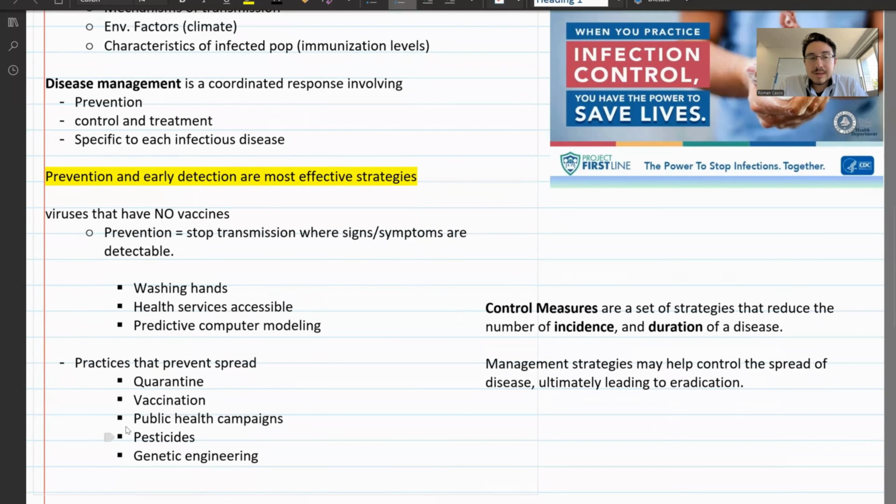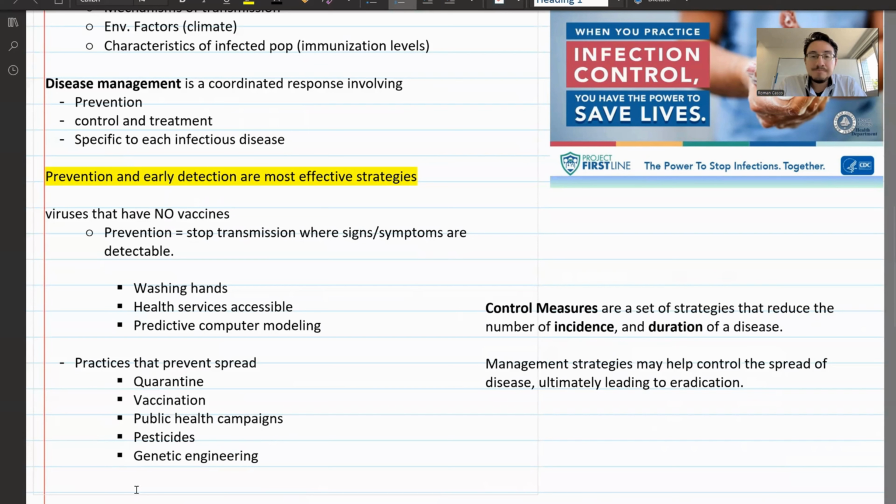Okay. Some things we're going to take a look at in this chapter are practices that prevent spread, more specifically, right? Quarantine, vaccination, public health campaigns, awareness, right? Pesticides, genetic engineering, right? And ultimately, you want to prevent the spread, right? Related to that are control measures, right? What do the government policies implement to help reduce the number of incidences, right? Or duration of the disease, right? So these are referred to as control measures, right? There are strategies that can help the whole population lower the spread of disease.